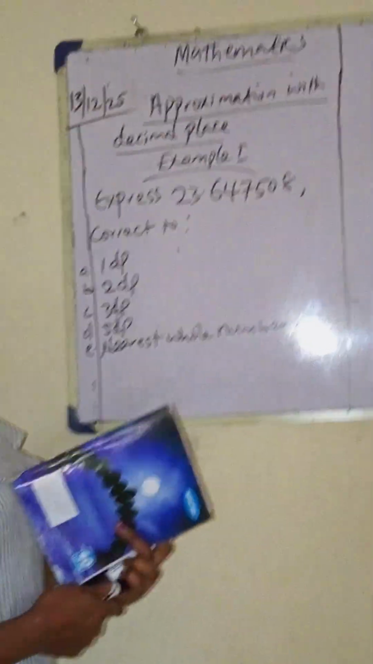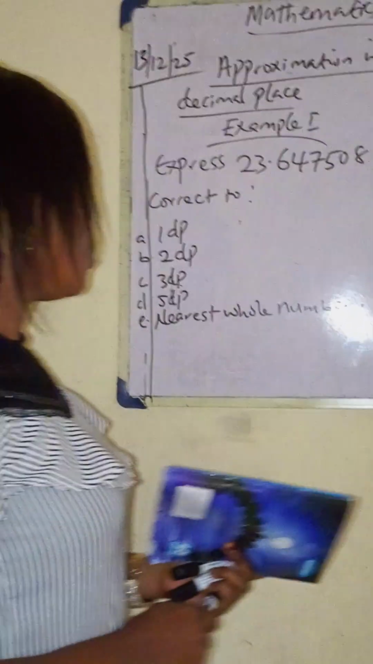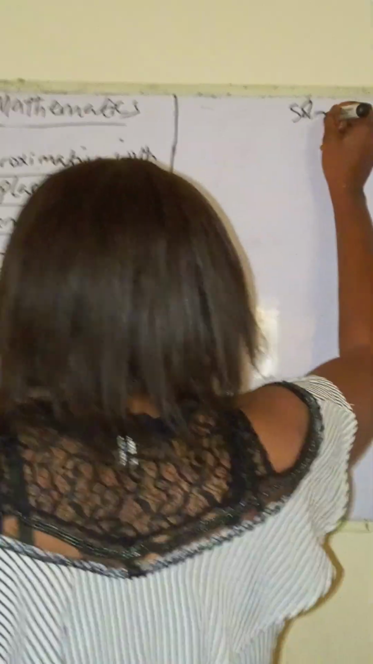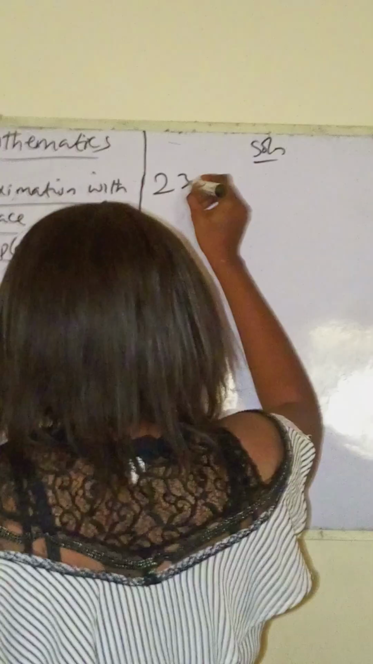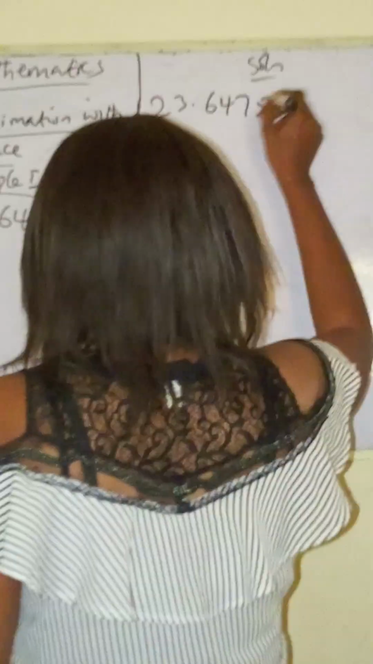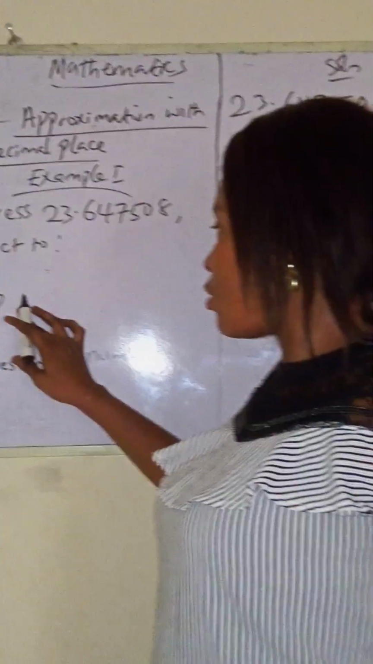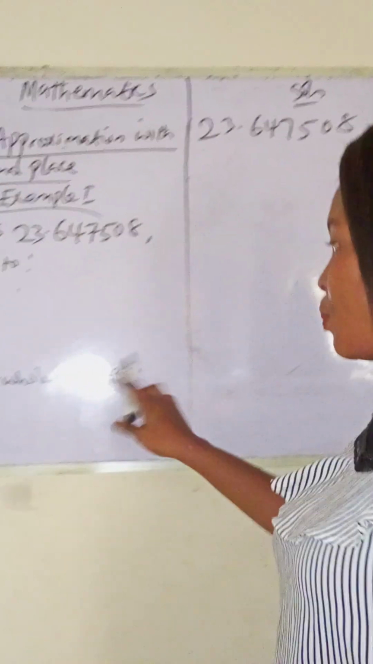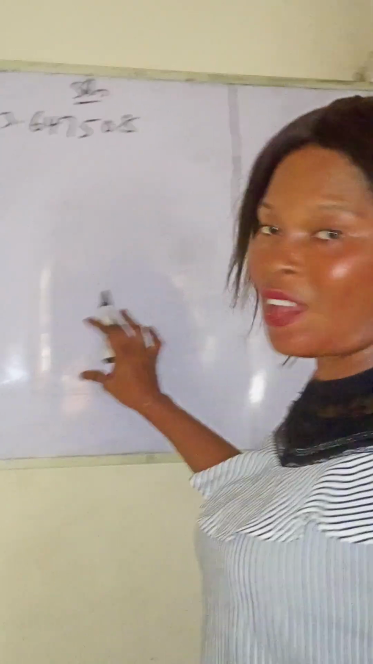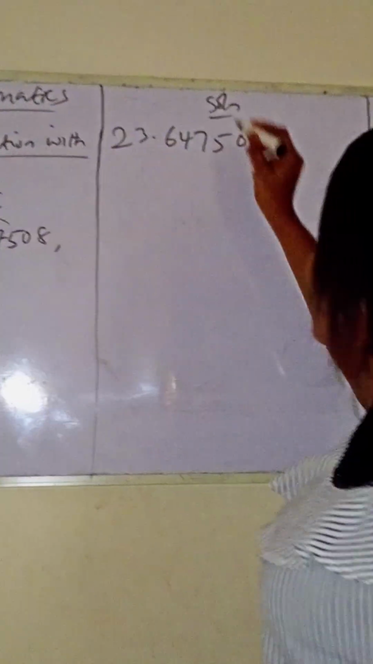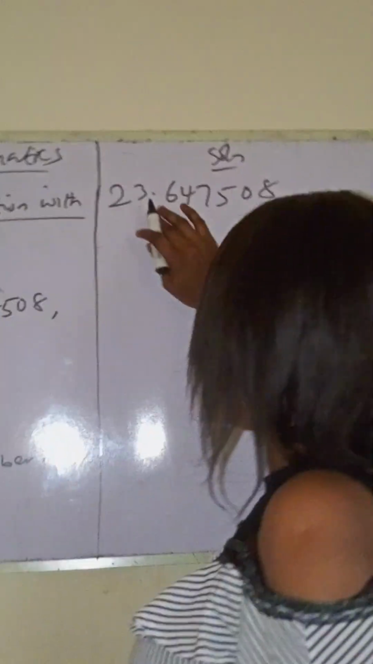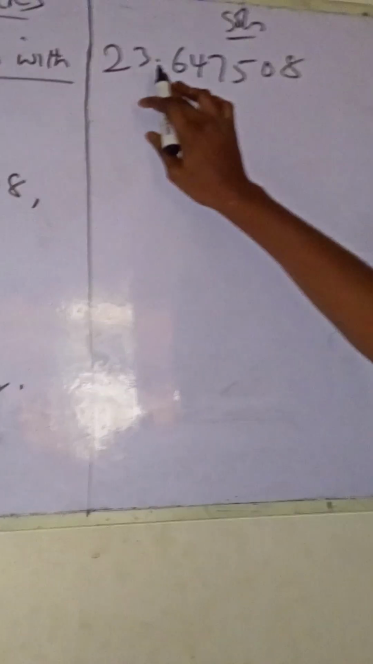I want to approximate all this to the nearest decimal, to 1 decimal place, and so forth. So we are going to solve this now using this number 23.647508. We are going to use it to approximate to 1 decimal place, 2 decimal places, 3 decimal places, 5 decimal places, and to the nearest whole number. The first thing you have to do here to make it easier for us is this. Use your pencil. Write in 1 starting from the numbers after your decimal point. You are going to make it as your guide.